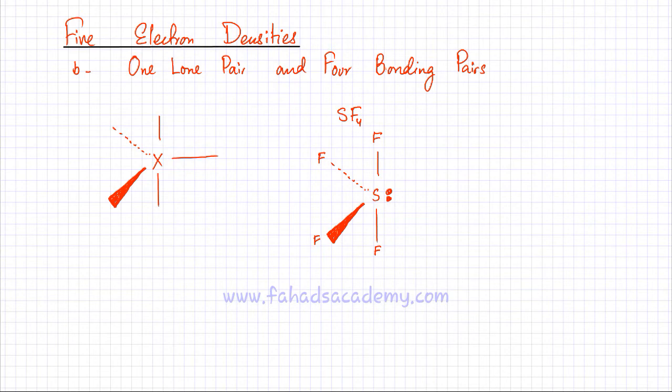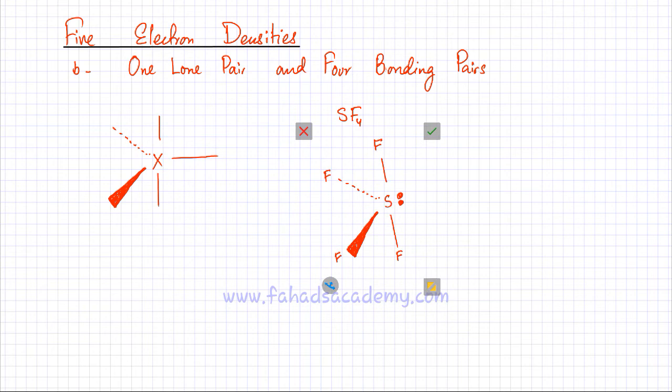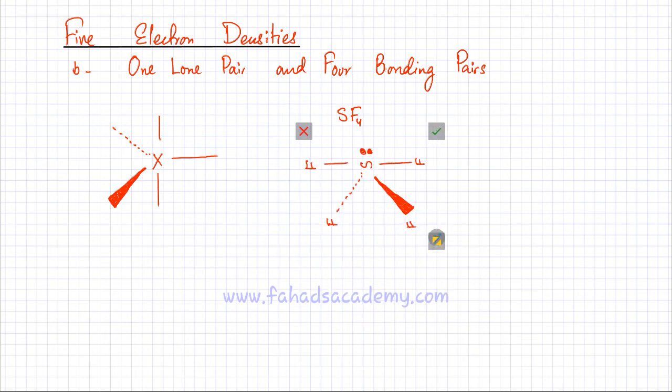Now the shape of this molecule is called a seesaw shape, and the reason why it's called a seesaw is because if I pick this molecule and rotate it, then it resembles a seesaw, just like a seesaw. So the shape is called a seesaw shape.